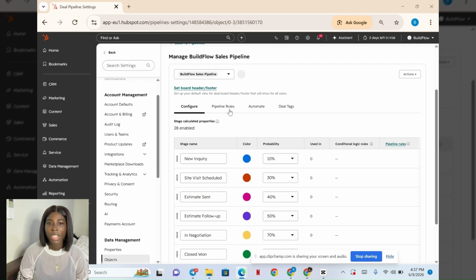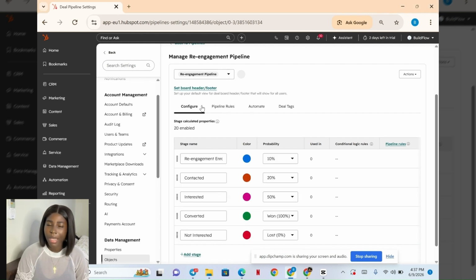One very important design decision is that we don't create deals automatically from form submission. Rather, we allow the rep to qualify the lead first, and then they create the deal manually. That keeps the pipeline clean and trustworthy.